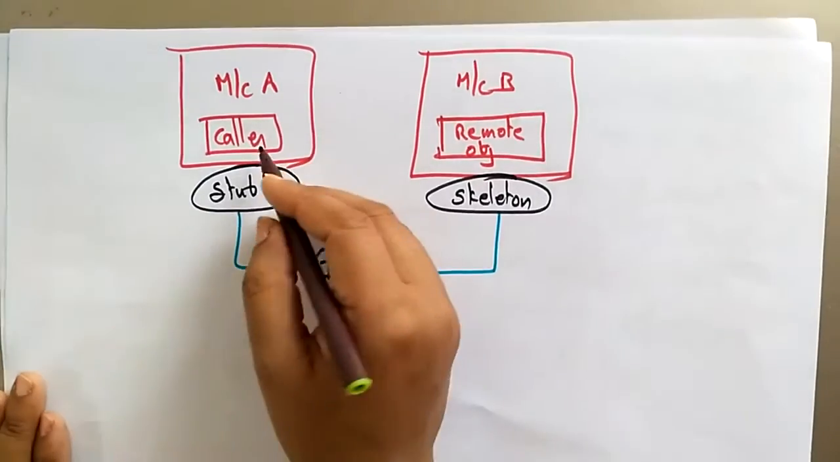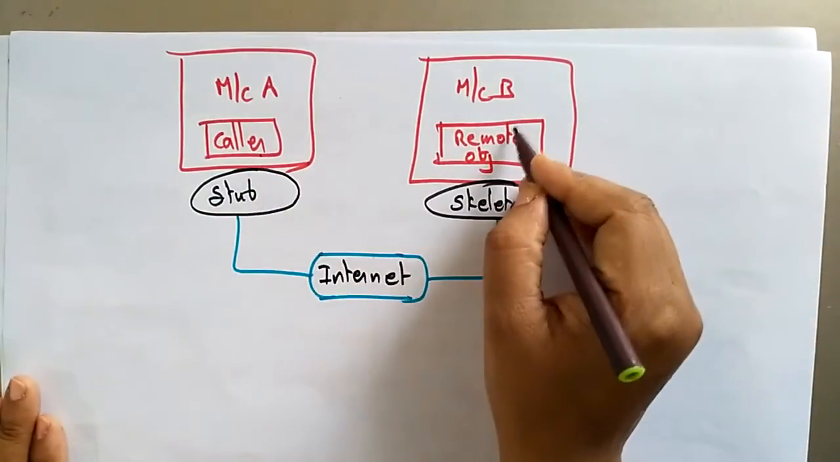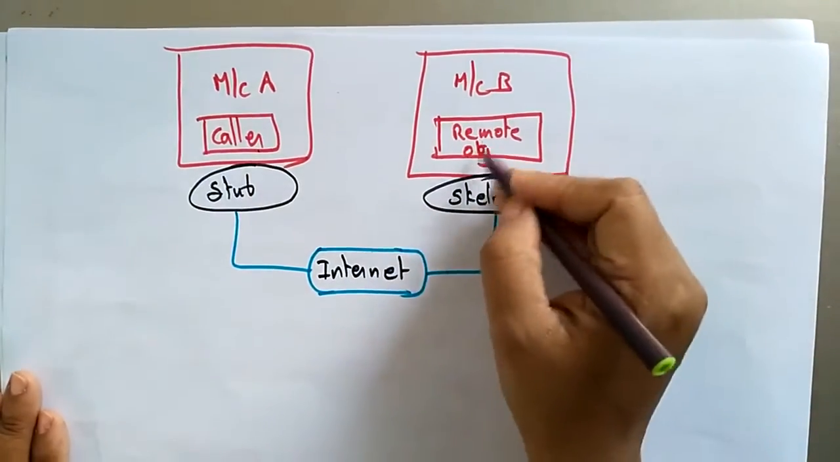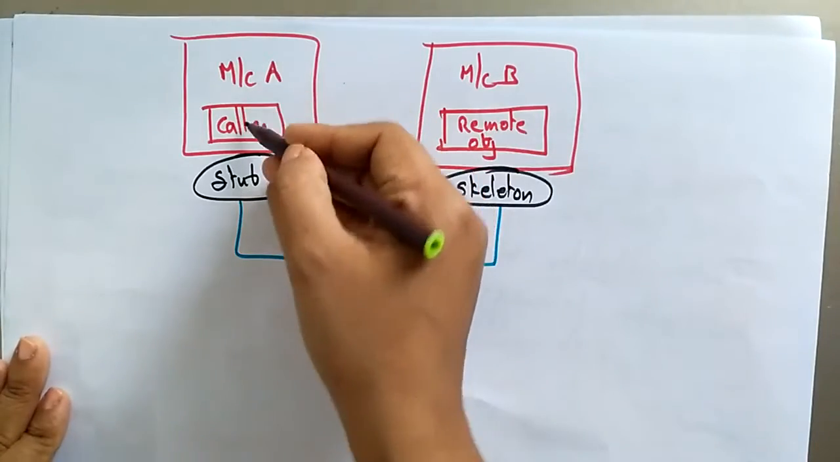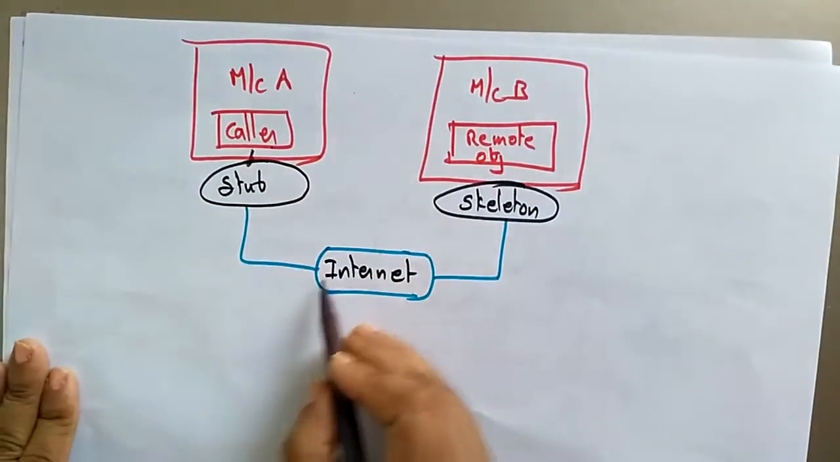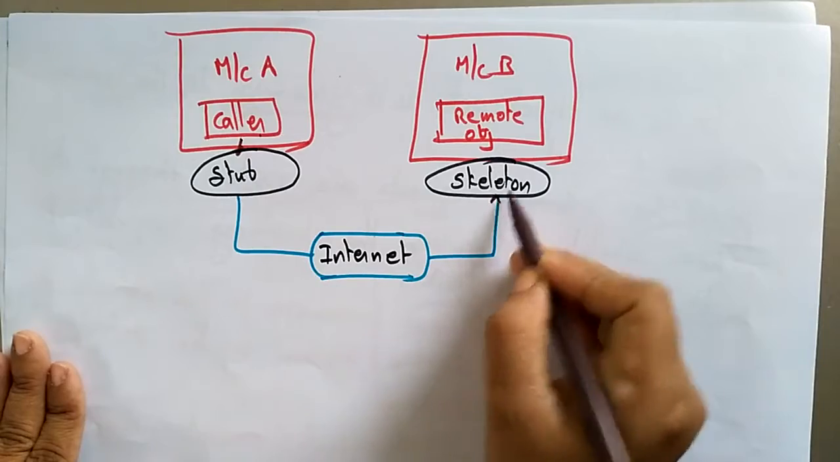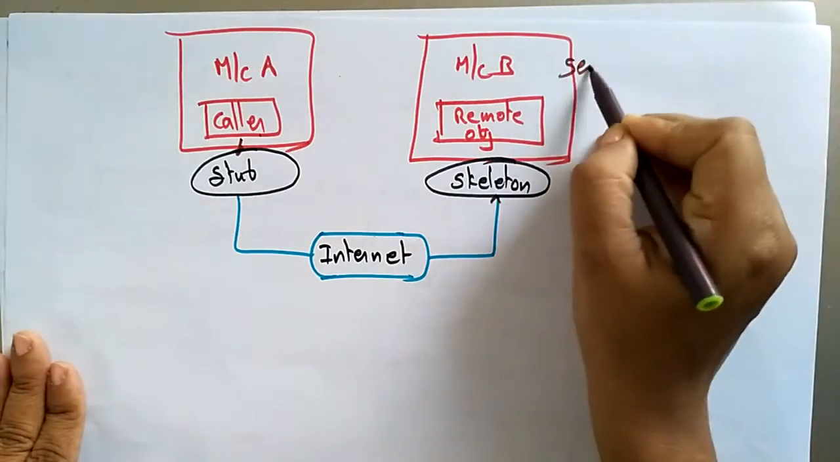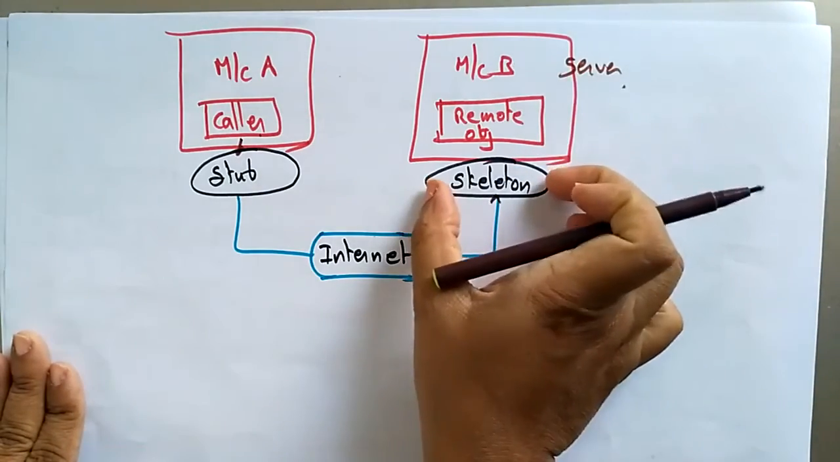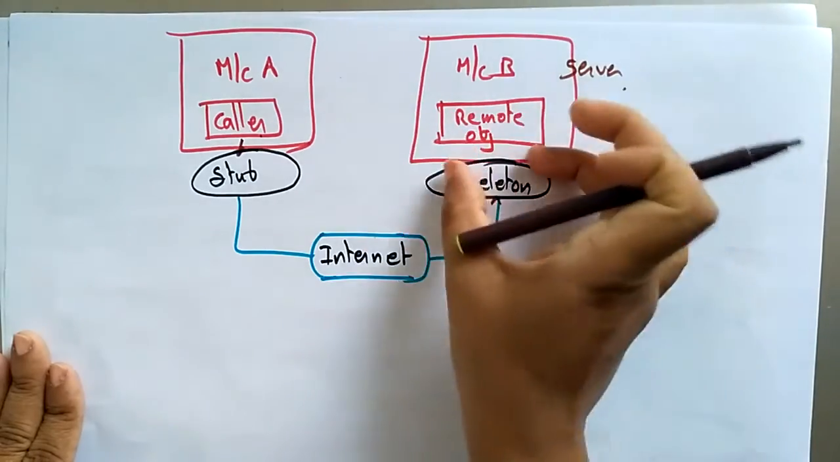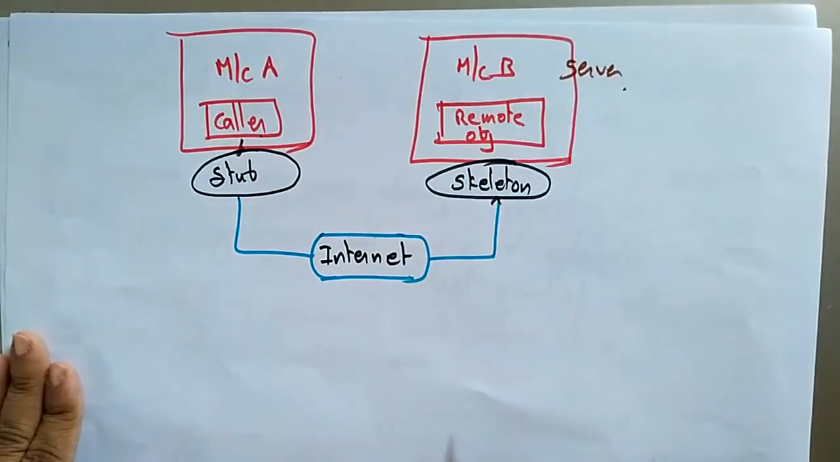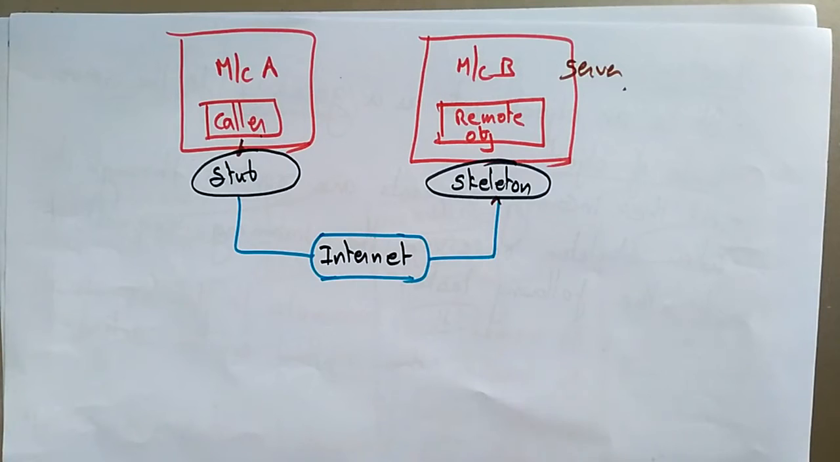So here, machine A is the caller and machine B is performing the method invocation. Machine A, the caller, sends through the stub over the internet to machine B, which is acting as the server. This is the skeleton object, which is the remote object, and it performs the operation. So this is about the stub and the skeleton in the RMI method. Thank you.